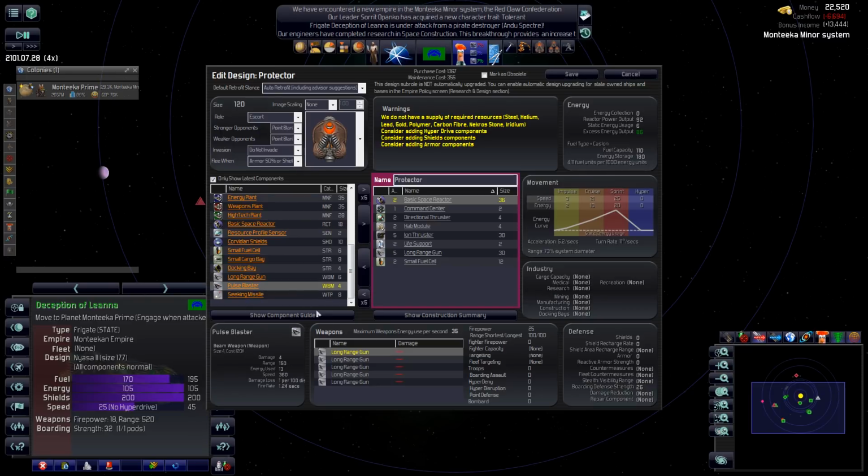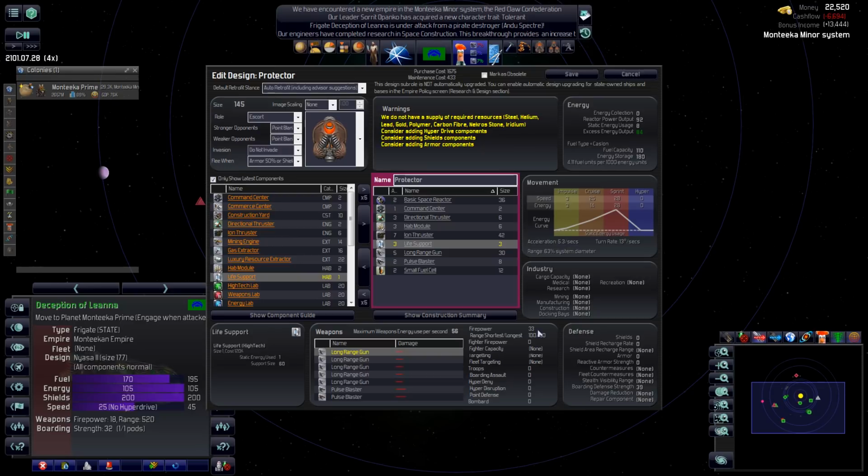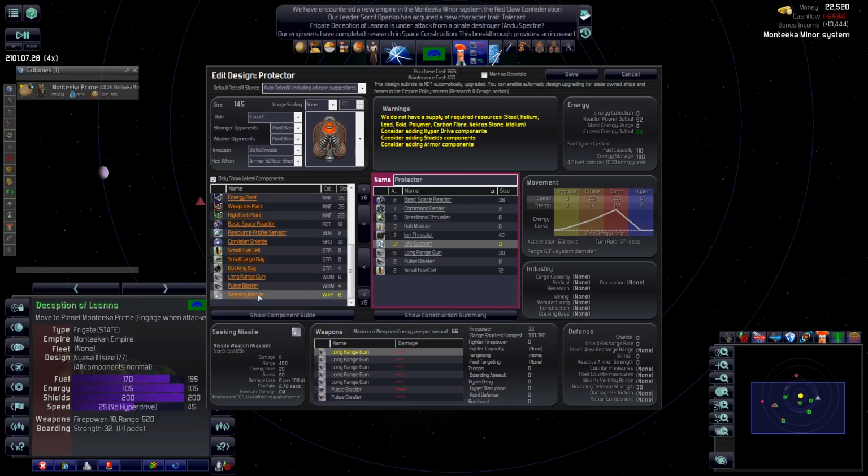I'm thinking of putting some blasters on here as well, just to make it a little more punchy. So we're 128. We still got lots of room here. I want to keep our speed up as well and make it a little bit more maneuverable. We need half in life again. So 33 firepower. Could put a seeking missile on it. Okay.